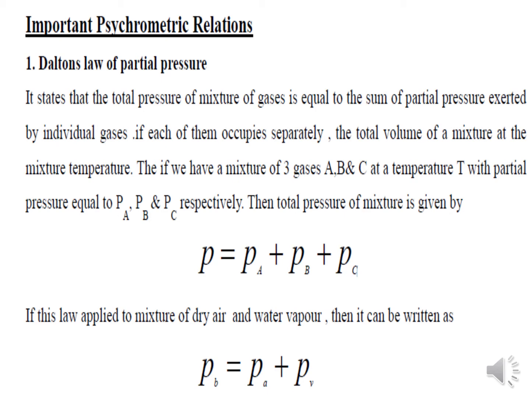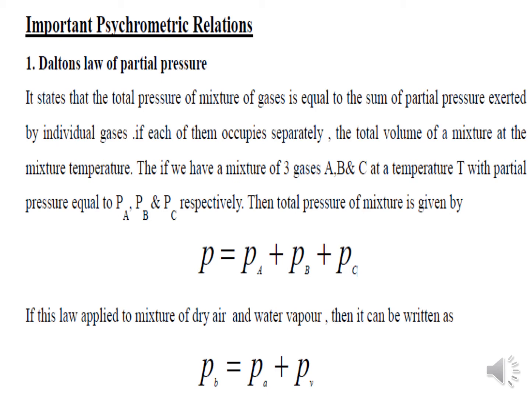So if this law is applied to a mixture of dry air and water vapor, suppose I have in one container air which contains a mixture of dry air and water vapor, it is called wet air. If I see the pressure exerted on the container by air plus the pressure exerted by the water vapor PV, it is equal to the total pressure PB. We denote this as the bulk pressure. So this total pressure is equal to PA plus PV.